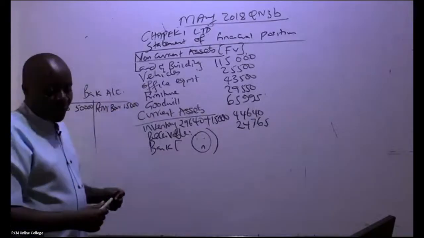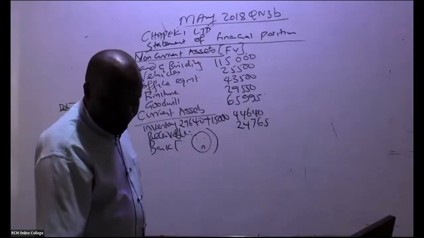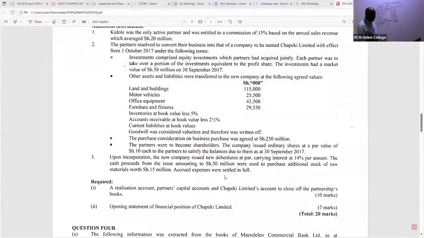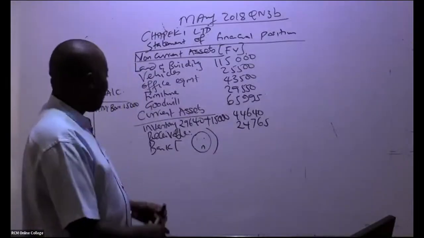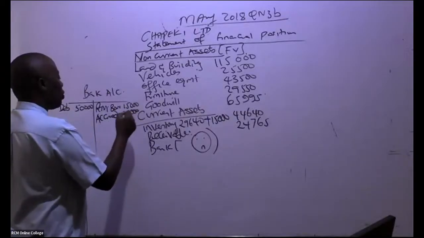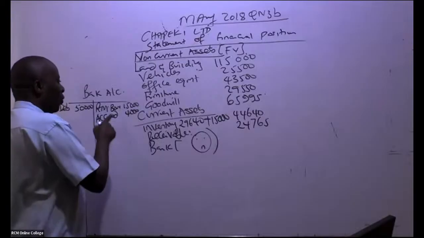And there is something else that we did with this money. You can see here, accrued expenses were settled in full. Is there somebody who is able to see our accrued expenses? Accrued expenses were 4,000. So we debit the accrued expenses account, and we credit the bank account.